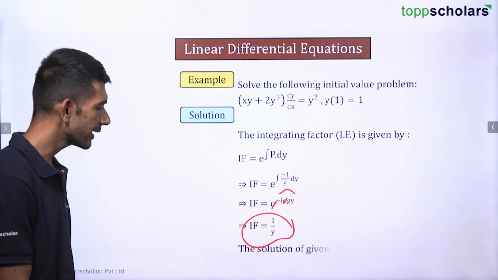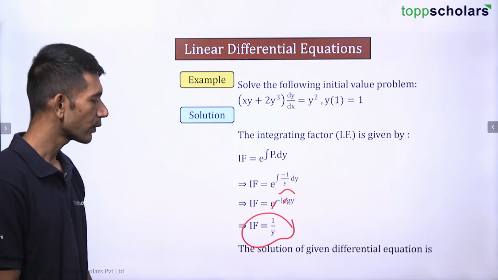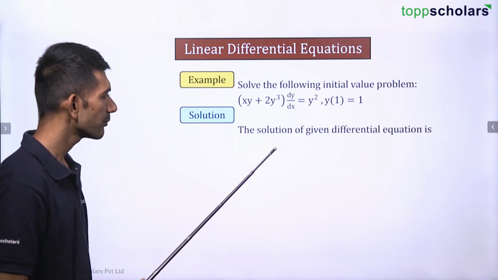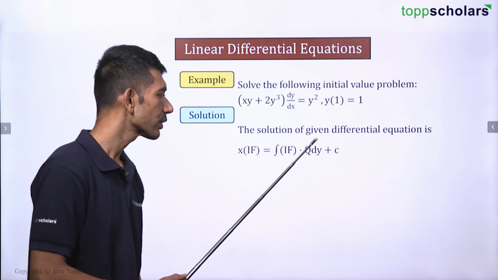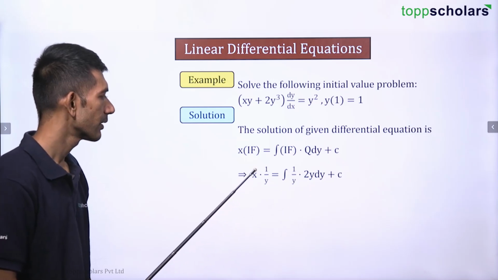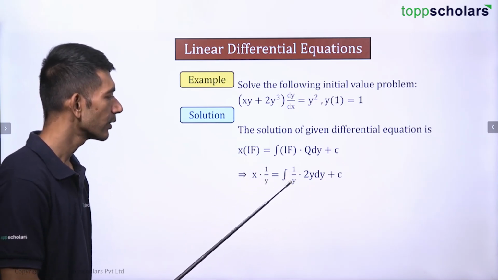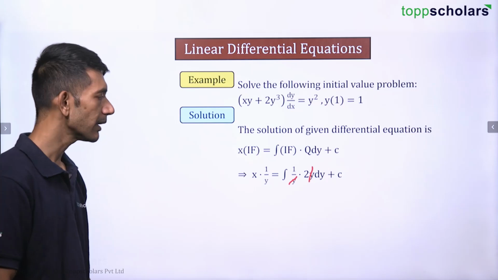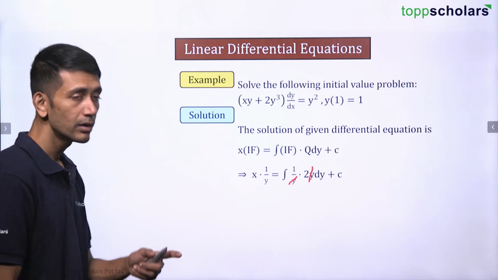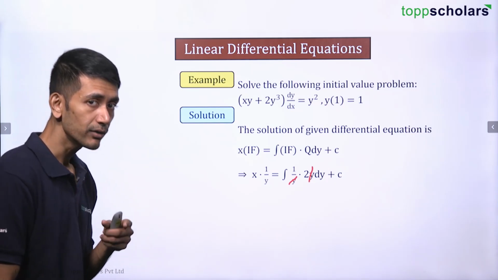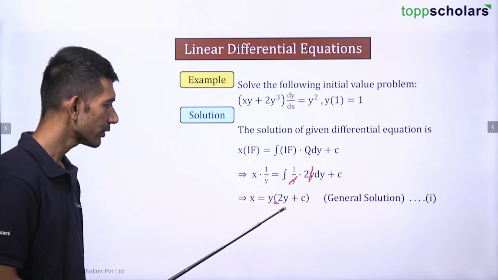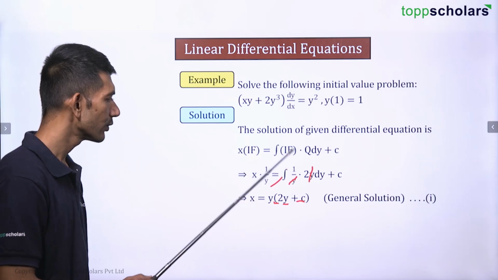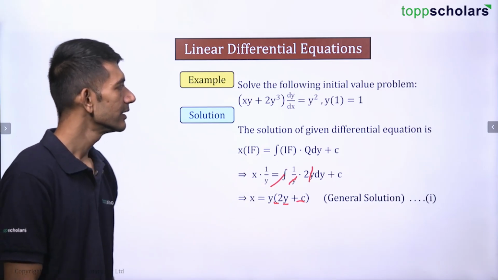And once you get the integrating factor, now you know how to find the solution. The solution is given by x times the integrating factor is equal to the integral of the integrating factor times Q dy, plus c, right? That is x/y is equal to, this gets cancelled, this becomes simple now, the integration of 2 dy, not dx, right? So that will become 2y. So y times 2y plus c, and y will go on the other side, and this is the general solution.